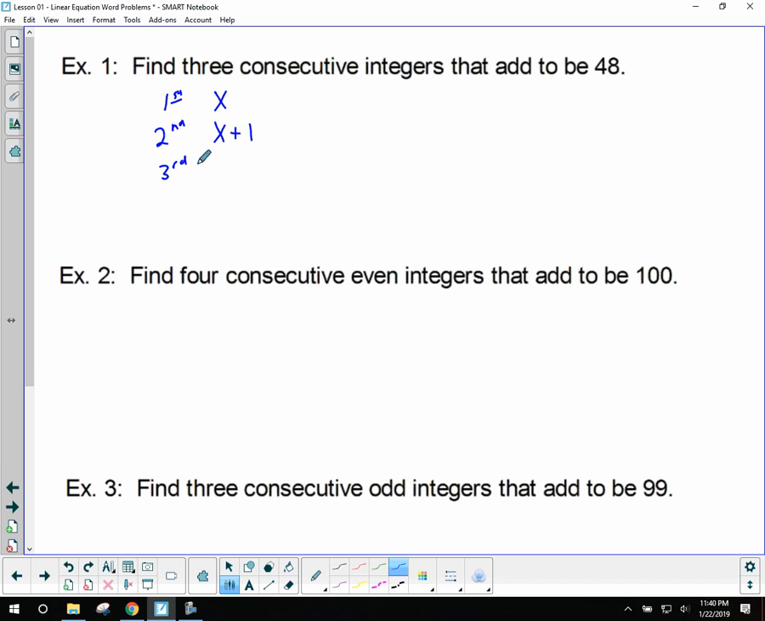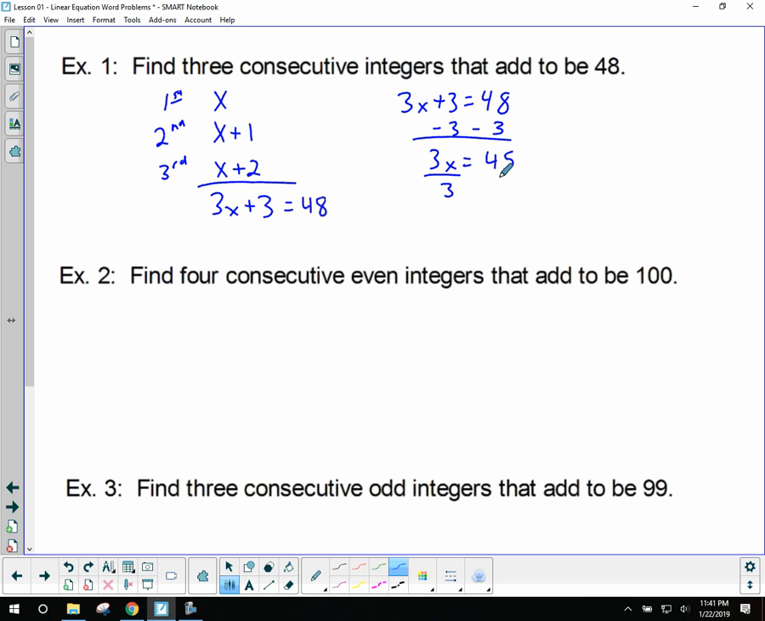I'm just going to come up here and solve it real quick, because again, we should be pros. So that's 3x equals 45, divide by 3, x equals 15. So your first one is 15, 16, 17. Real quick, hit up your calculator. 15 plus 16 plus 17, boom, 48. So my answer, because I like to list it, it's going to be that.